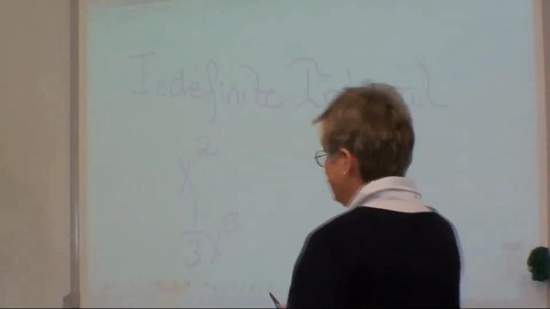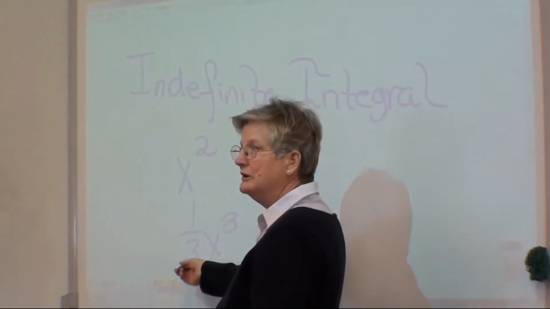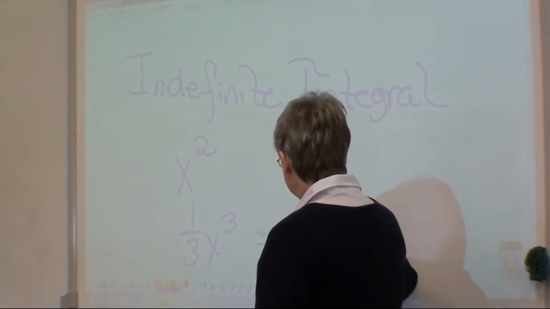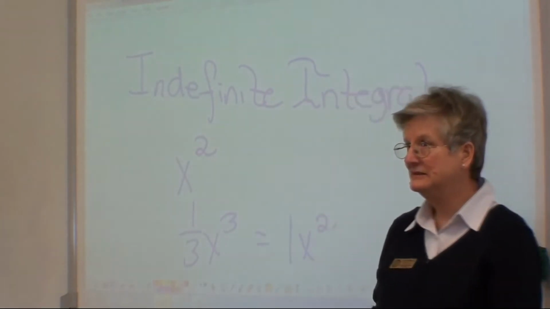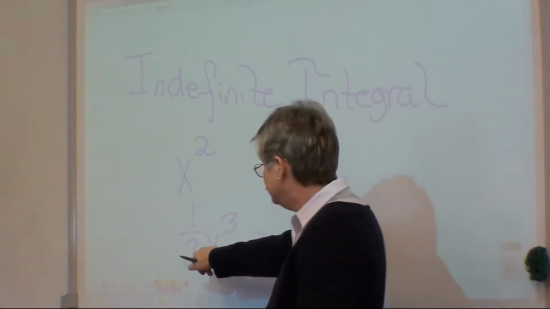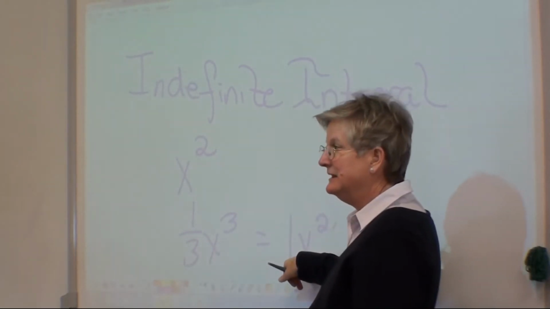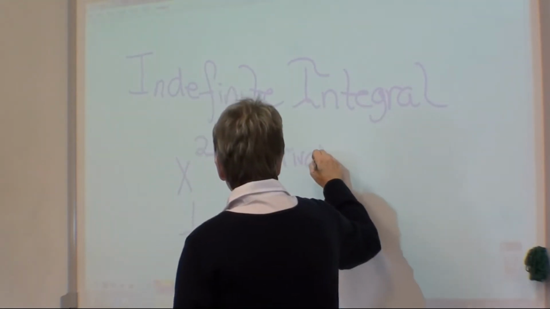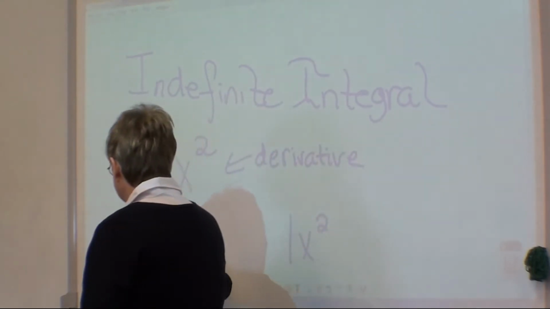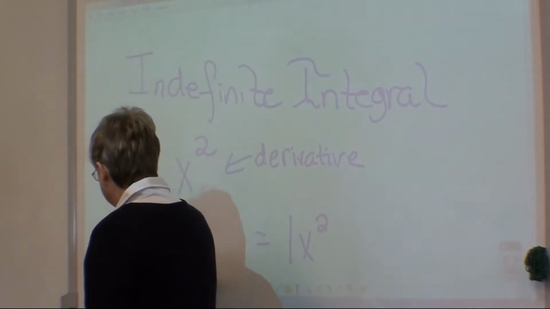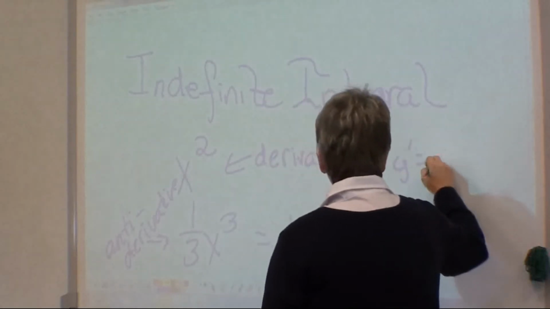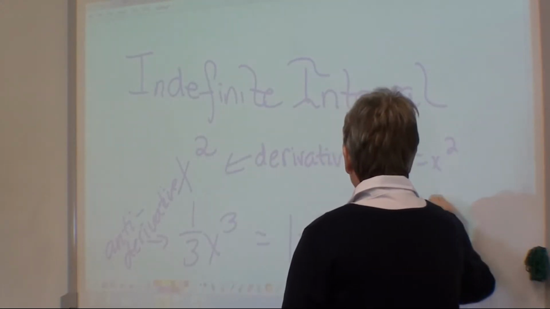Now, it's easy to check. What's 3 times 1/3? 1. And then drop this. 3 take away 1 is 2. Is that the same answer? Is the derivative of that, that? Yes. So, this is the derivative. This is the antiderivative. So, y prime is equal to x squared, or you can say f prime of x is equal to x squared.